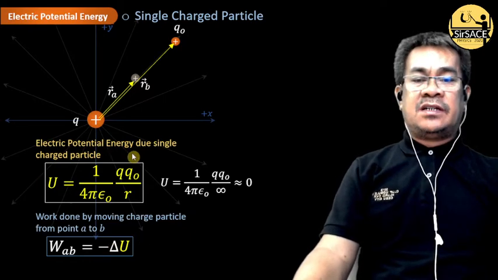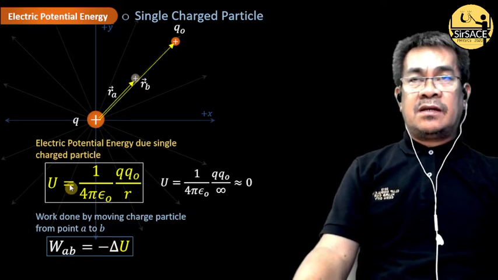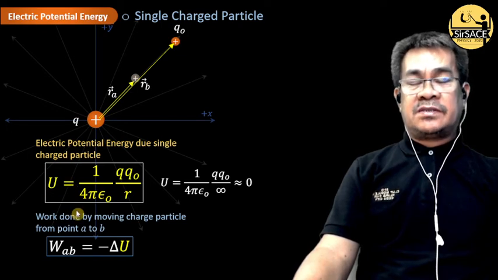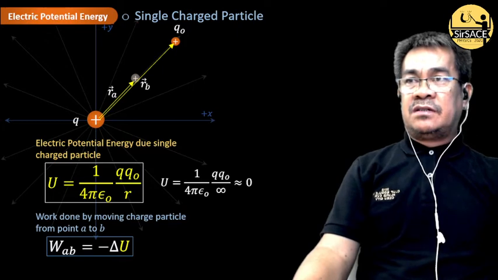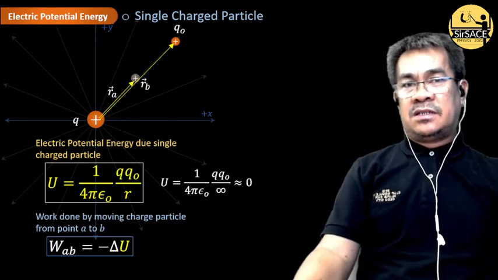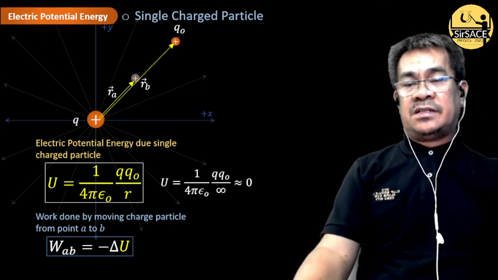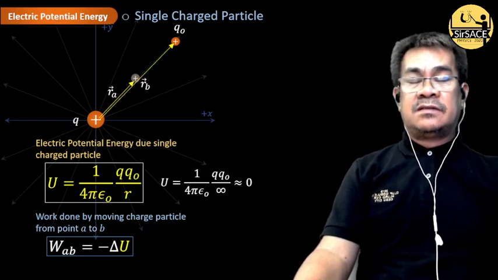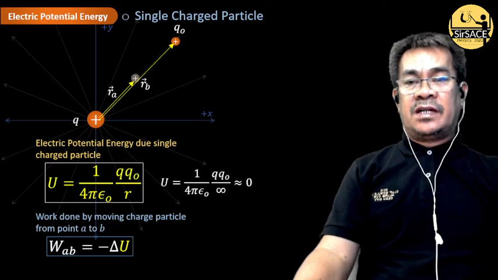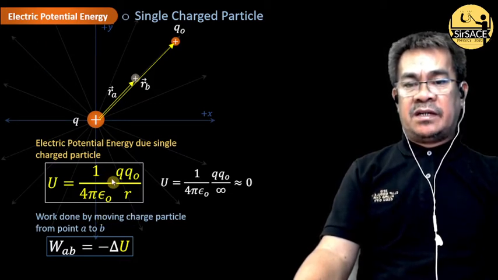Now, if you notice in our mechanics, the gravitational potential energy is the product of mass times gravity times height. Okay? But for the electric potential energy, it is 1 over 4 pi permittivity Q naught over R.